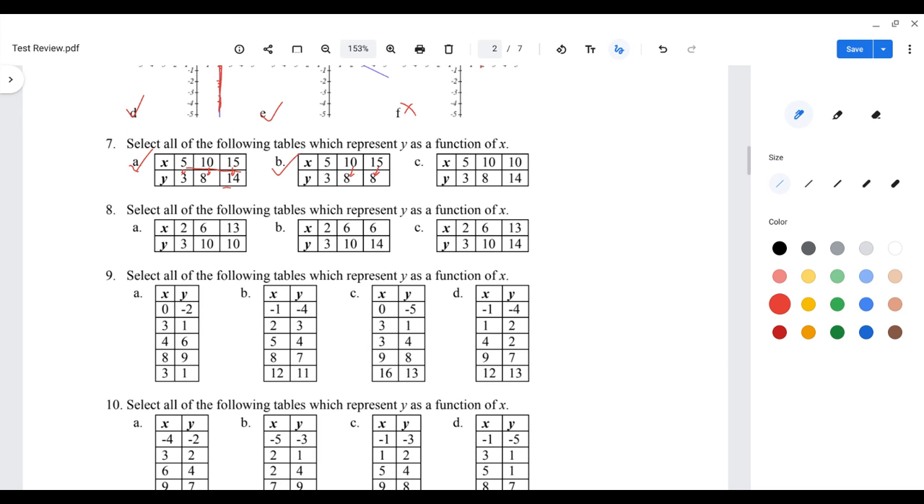So it's a function. But here, C has 10 twice. So 10 is x, right? But x has 1 y and 2 y's. So the 10 does not have a unique y. Okay, so it looks something like this. You have the same x going to two different y's, so it's not a function. So basically, if you have the same x, that's not a function. So let's just test it out. This is a function, 2, 6, 13. This has 2, 6, not a function. This is a function.